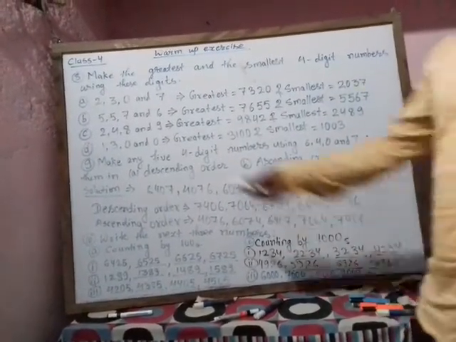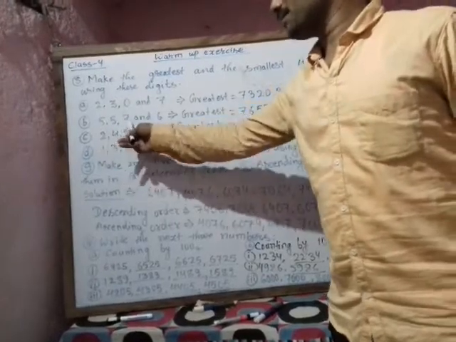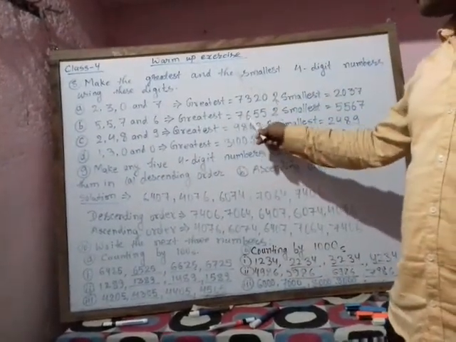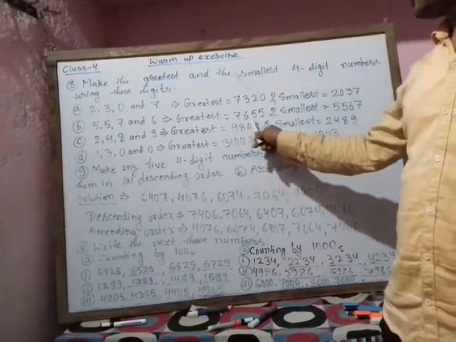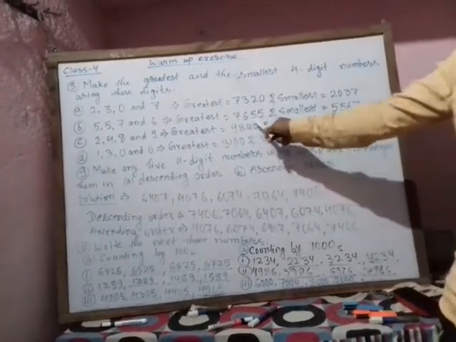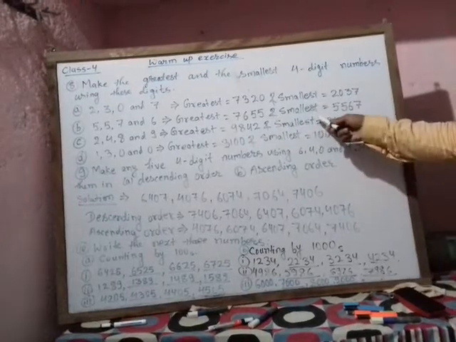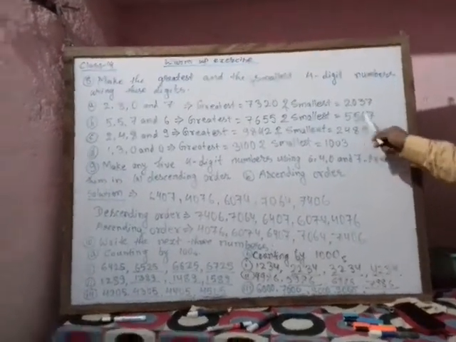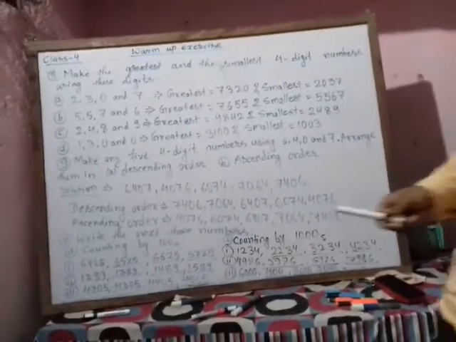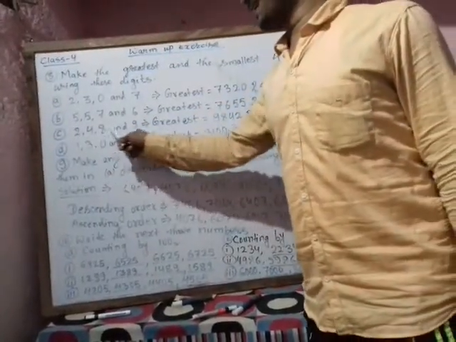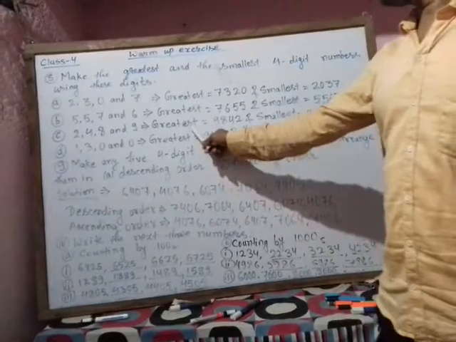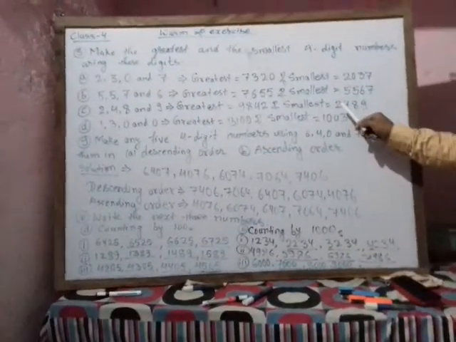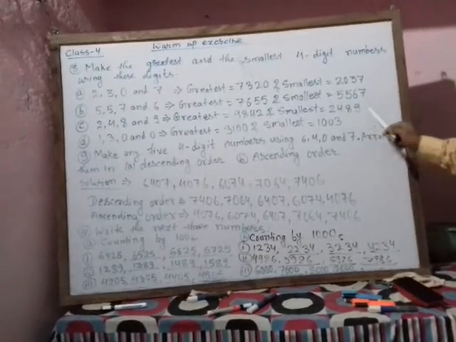Let's see another question: 5, 5, 7 and 6. The greatest number will become 7655. You can see I am writing from greatest to smallest, 7655, and the smallest number will become 5567, here also from small to great. In the same way, for 2, 4, 8, 9, the greatest number will become 9842 and the smallest number will become 2489.